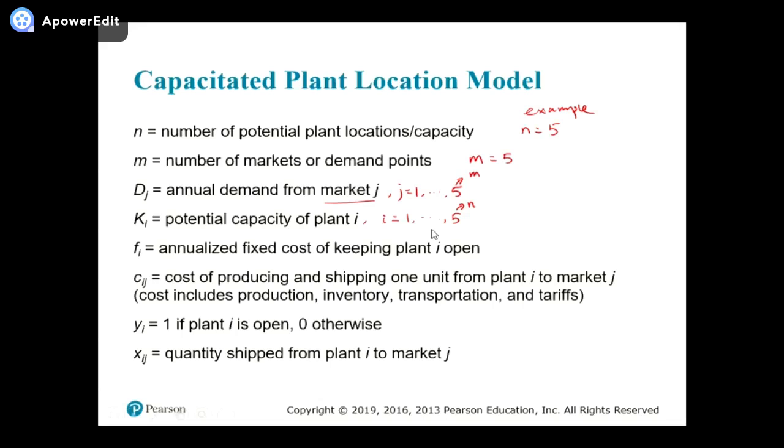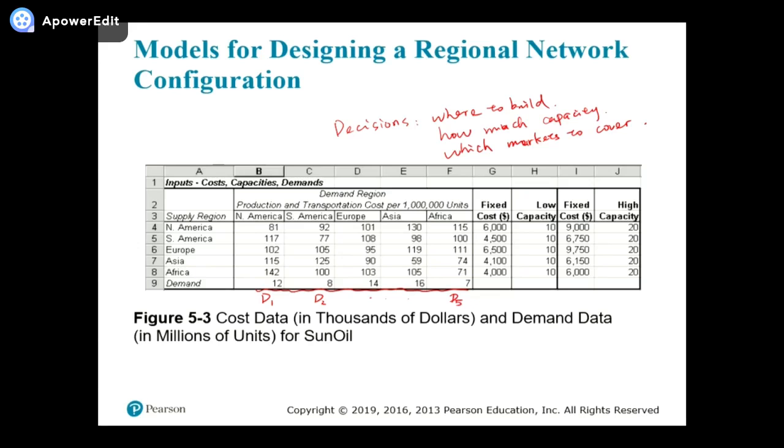And then we have the fixed cost of building a plant. Fi is the fixed cost for keeping a plant i open. That could be the actual building costs, or that could be the rental of the space. So these are the fixed costs.